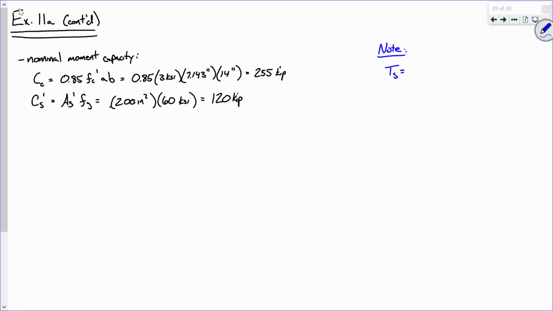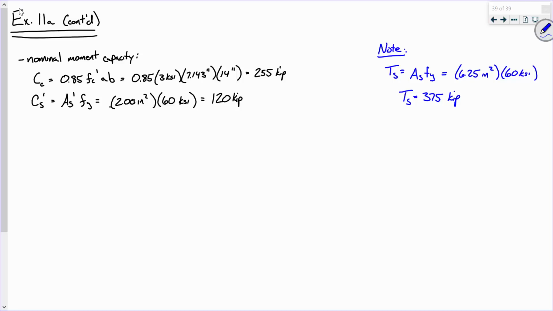Now hold on. The tensile force is the area of steel times Fy. I want to compute what the force is in the tensile steel. So what is the area? No, the tensile steel. That's 6.25, and that's 60 ksi. And what do we get for T sub S? 375 kips.